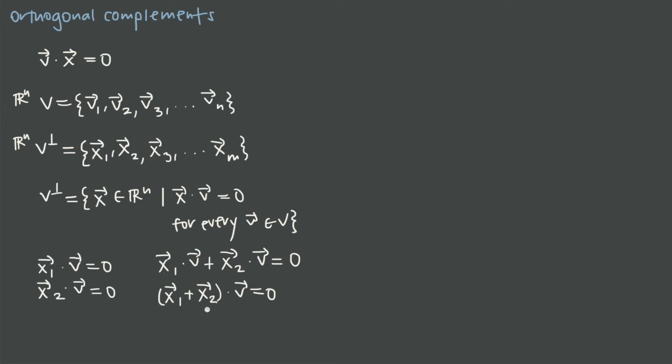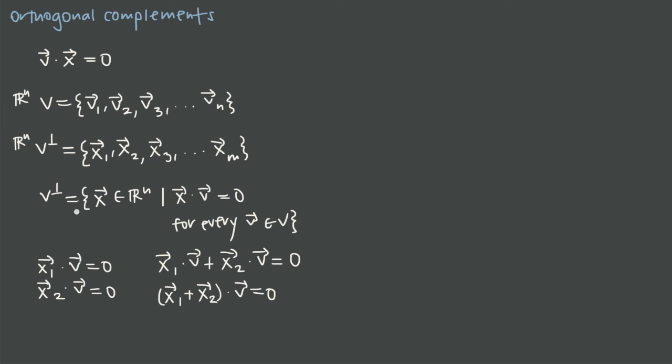Well, if it's closed under addition, then x1 plus x2 also has to be in v_perp. And this equation is showing us that the vector x1 plus x2 dotted with a vector v is going to be 0, which means that x1 plus x2, that single vector, is orthogonal to the vector v, which means that vector itself is going to be part of the set v_perp. So if x1 and x2 are part of v_perp, then x1 plus x2 is automatically part of v_perp as well. So it's closed under addition. And then same thing with being closed under multiplication.